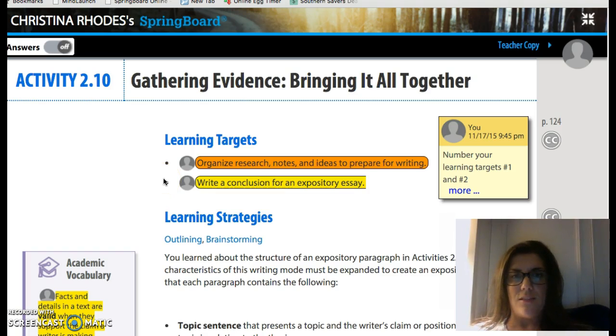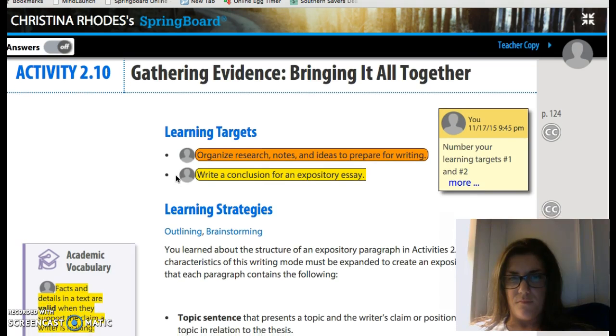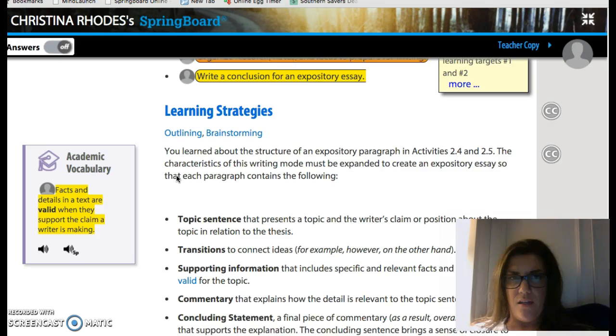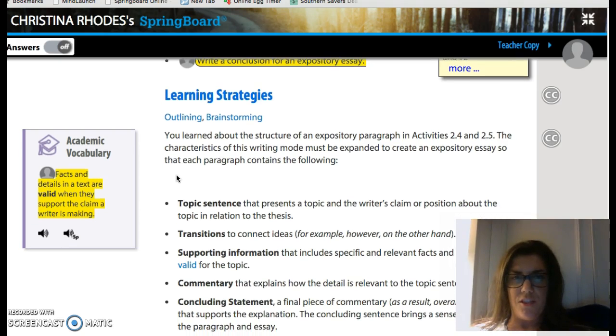Number 1 says, you are going to organize research, notes, and ideas to prepare for writing. Number 2, write a conclusion for an expository essay. Please read these 2 learning targets to your shoulder partner now. Okay. Next, you have learning strategies. You're going to be outlining today and brainstorming.